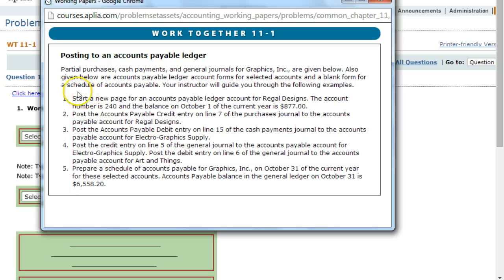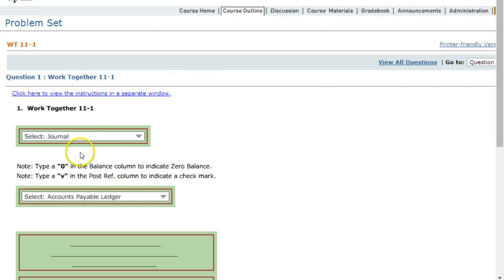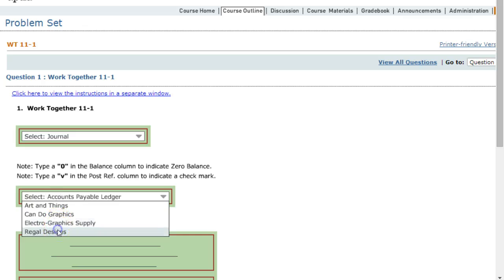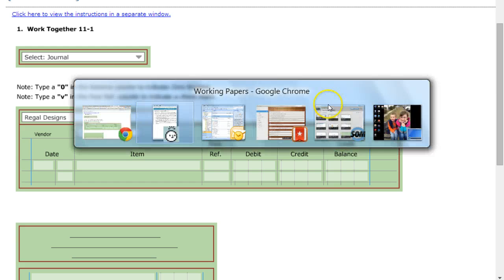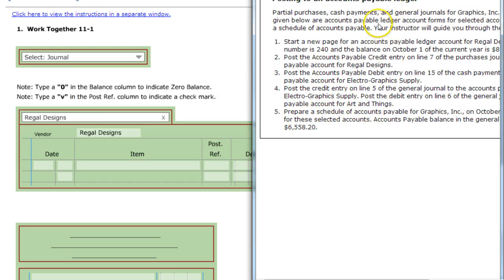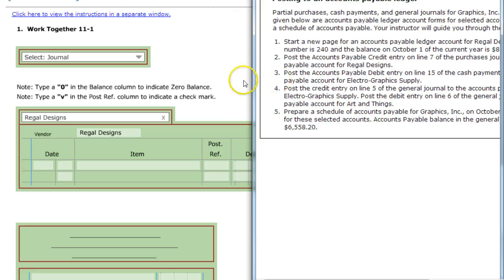First step right here is we're going to start a new page for the accounts payable ledger account, Regal Designs. So when I do that, I'm going to go over to Regal Designs, and I'm going to just type in the name of the business, Regal Designs. Then you'll notice that there's a vendor number. The vendor number is 240, so I'm going to put that down. Now you'll notice this is the vendor title. That's going to let you know that we're working in the accounts payable ledger.